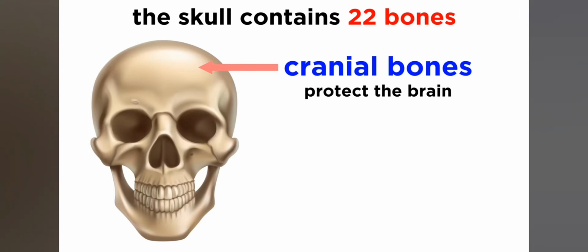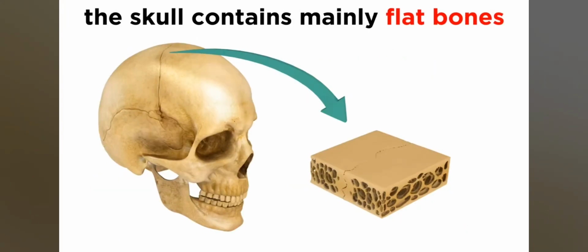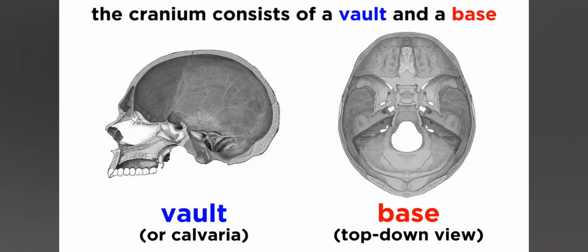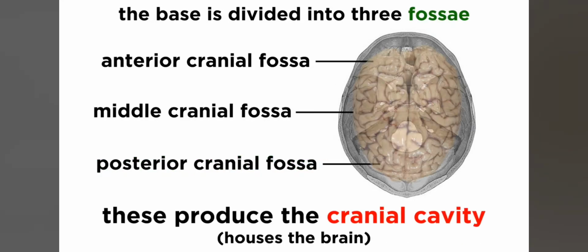Cranial bones are the ones that protect the brain, and facial bones are the ones that give structure to the face. Most of the bones in the skull are flat bones, and in the cranium, these are connected at serrated lines called sutures. The cranium is made of a vault as well as a base, and we should note that the base is divided into the anterior, middle, and posterior cranial fossae. Together, these produce the cranial cavity, where the brain sits.